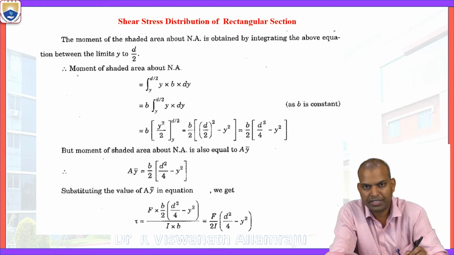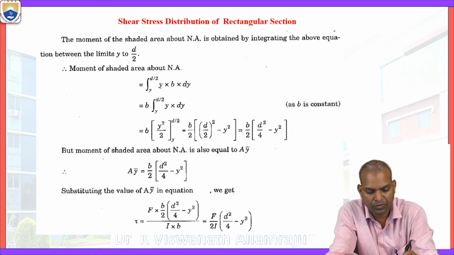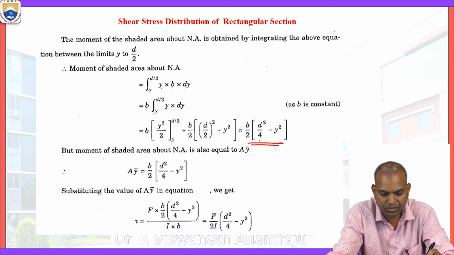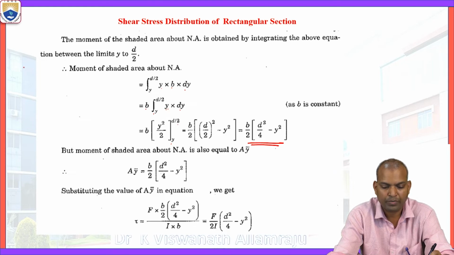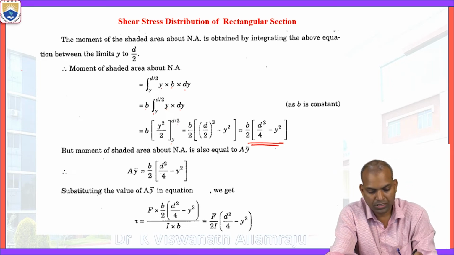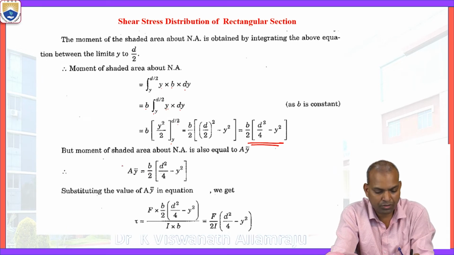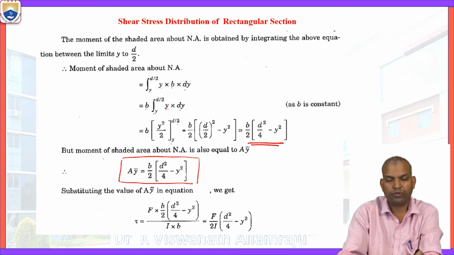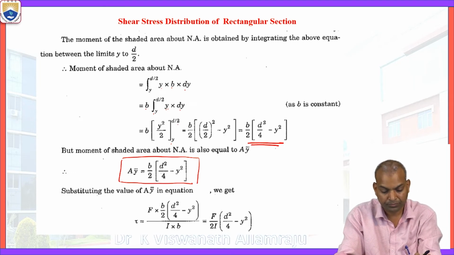So the moment of the shaded area from y to d by 2 is the integral of y times b dy. b is constant, so the integral of y dy gives y square by 2. After substituting the limits, it becomes b by 2 times d square by 4 minus y square. This is the moment of the shaded area about the neutral axis. So this is A y bar, equal to b by 2 times d square by 4 minus y square.